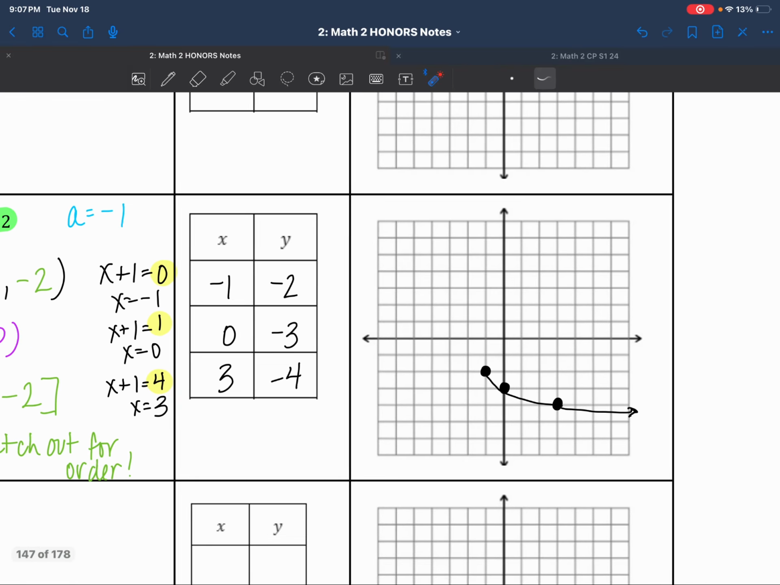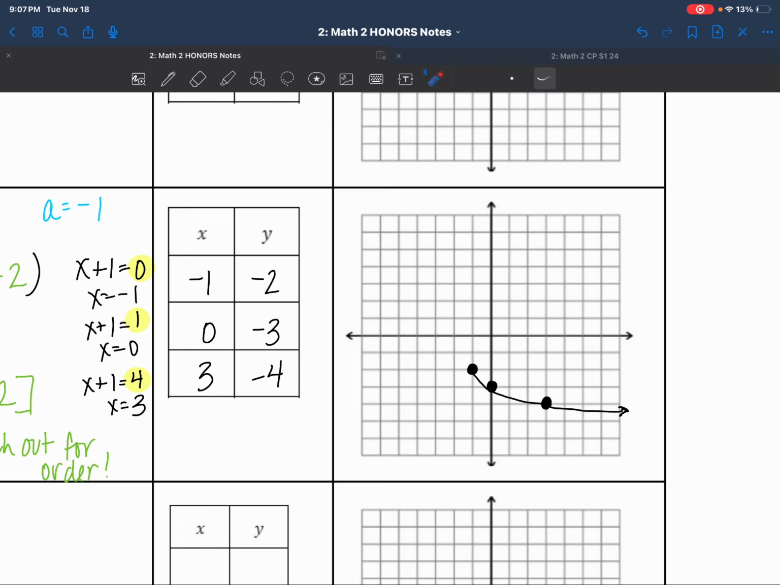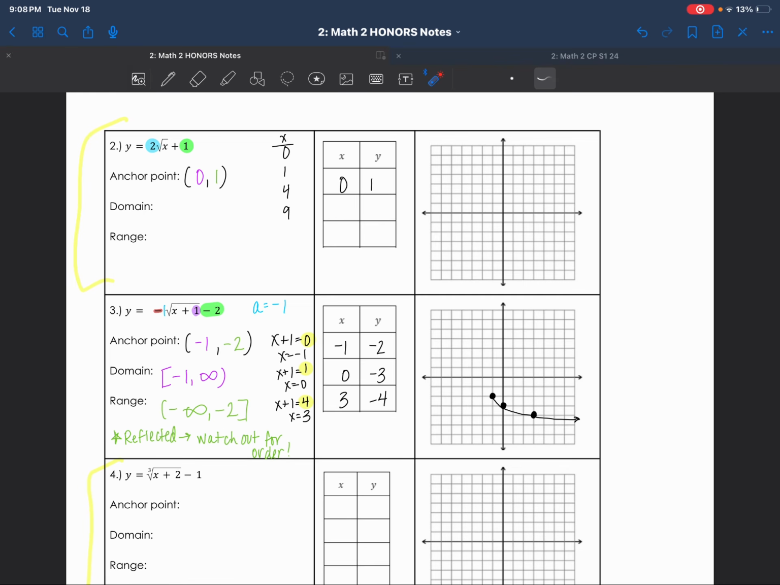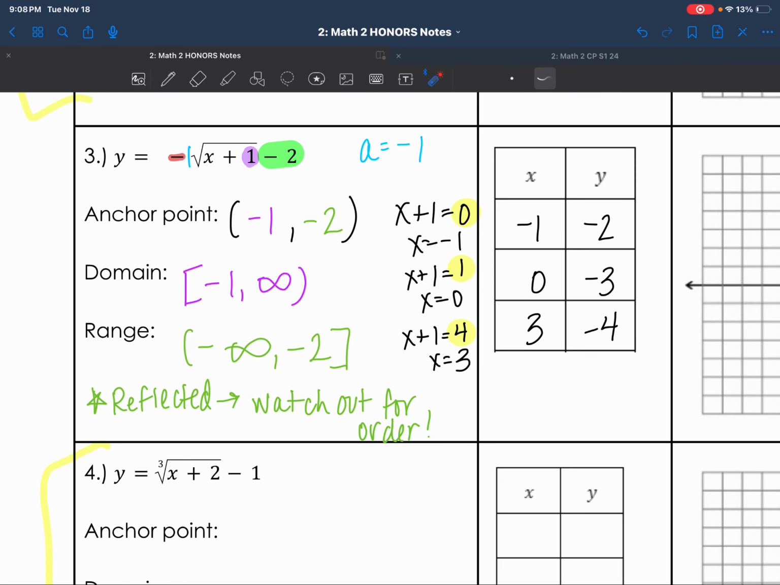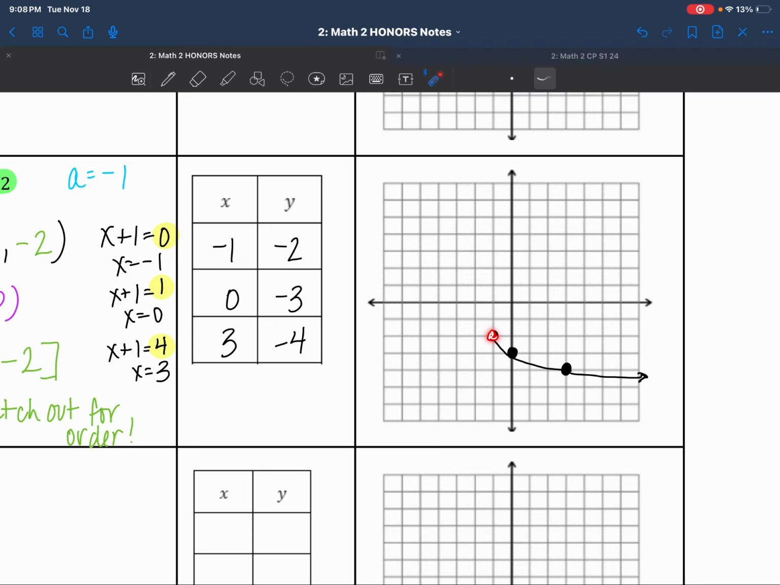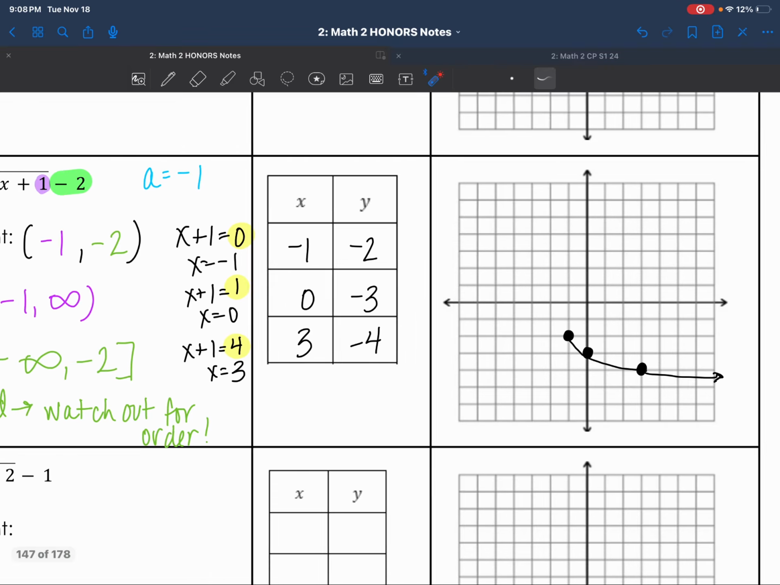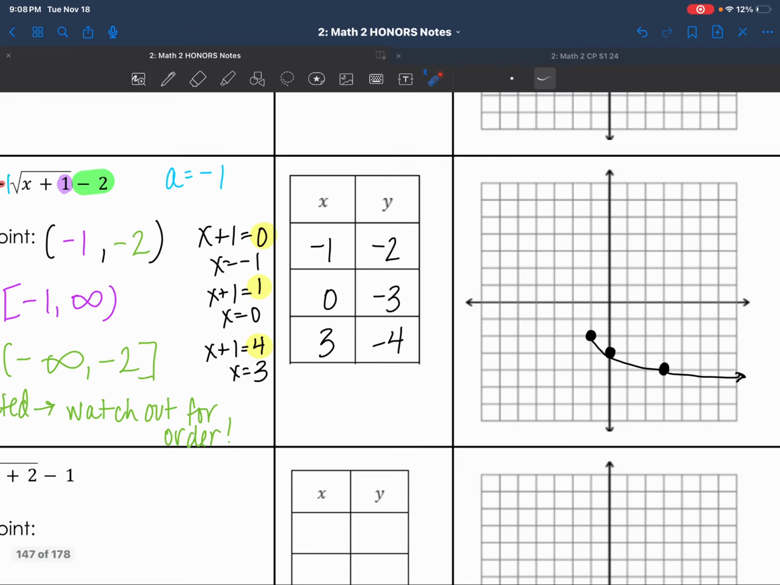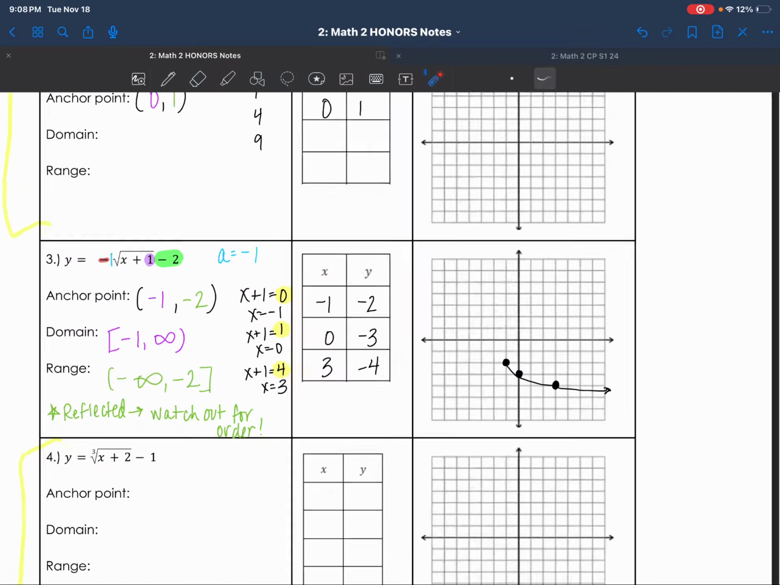So let's plot, and then we'll go back. So now if you notice, aren't I coming up from -infinity? And it's stopping at -2. So that's why your range, you want to be careful. You got to watch out for the order because it's coming up from -infinity and stopping at -2. So again, when you plot your points, go ahead, connect, and draw your arrow. So this reflected from where it should have been. Otherwise, it would have been up here if it were regular.